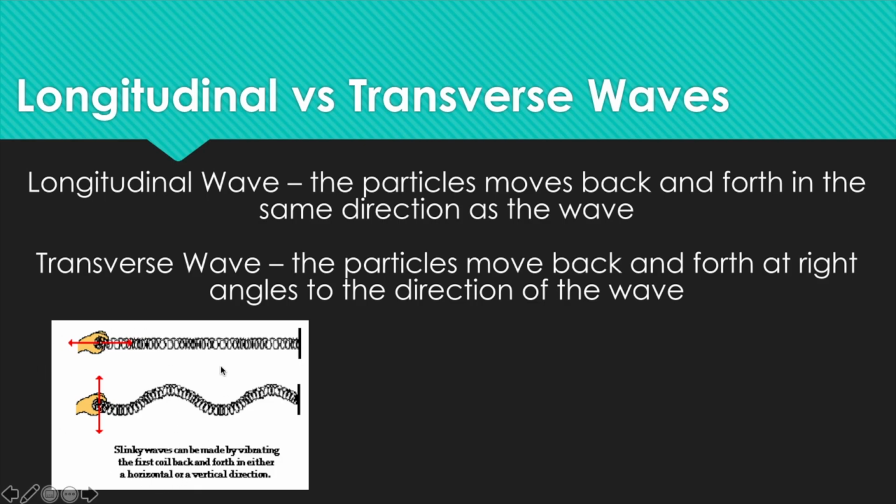So if you're looking at this image down here, the one at the top, someone is jolting the slinky back and forth, and the slinky is vibrating left, right, left, right. This is parallel to the direction of the wave. The direction of the wave is left to right, so the upper image is a longitudinal wave. In the lower image, the person is vibrating the slinky up and down, but the wave itself is moving left to right. Therefore, the slinky particles are moving back and forth at a right angle to the direction of the wave. So the lower image is an example of a transverse wave.